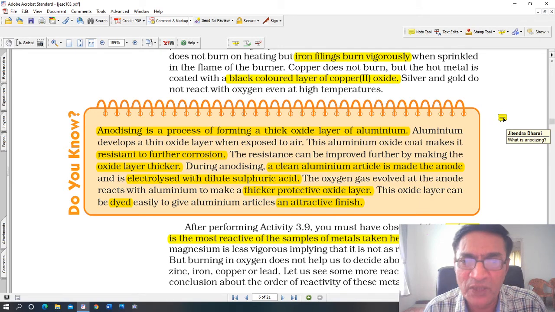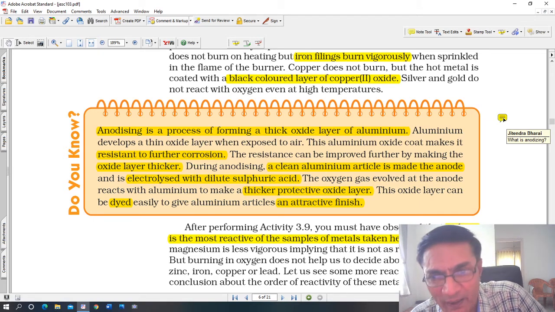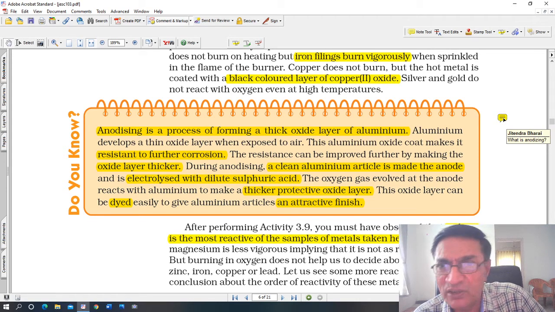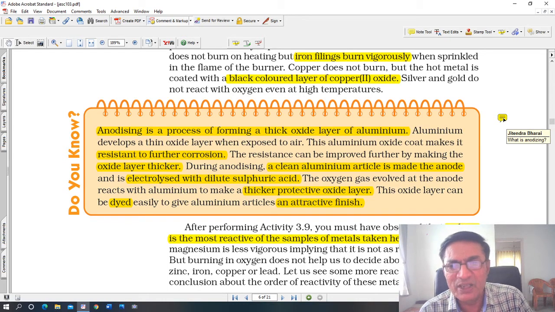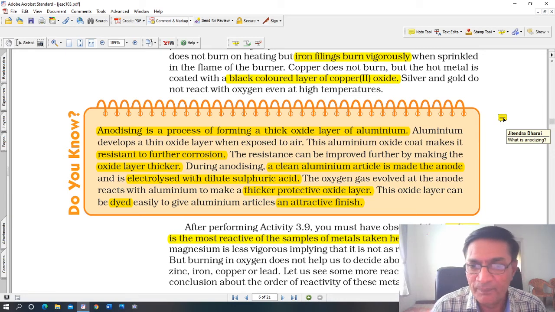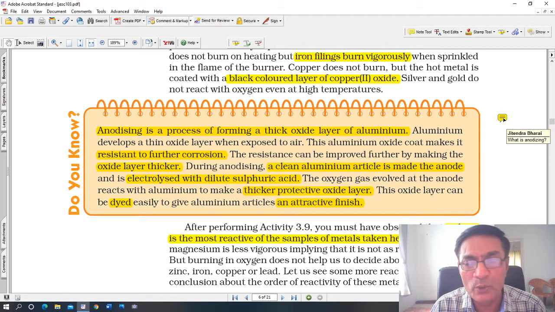Aluminium develops a thin oxide layer when exposed to air. This aluminum oxide coat makes it resistant to further corrosion. It is protective in nature, but this is not enough because the layer is very thin. The resistance can be further improved by making the oxide layer thick. During the anodizing process, a clean aluminum article is made an anode, that is a positive electrode, and is electrolyzed with dilute sulfuric acid.